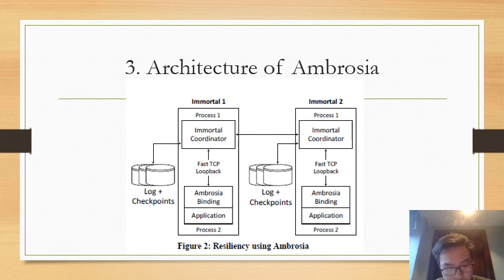The first process is called the immortal coordinator. You can see from the figure process 1, the immortal coordinator. This immortal coordinator will handle all log interactions and communicate with other immortals. You can see from the figure that immortal 1 and immortal 2 communicate through the immortal coordinators.